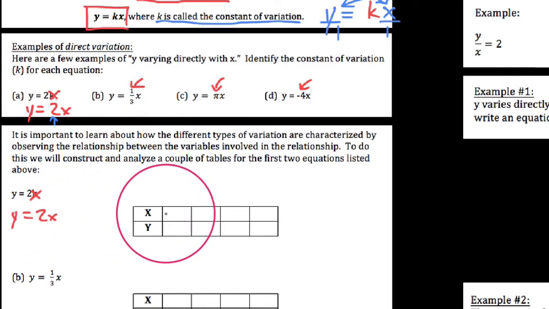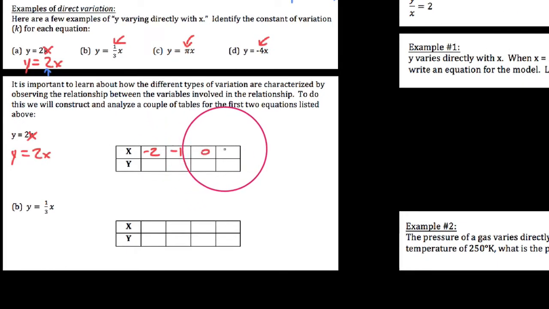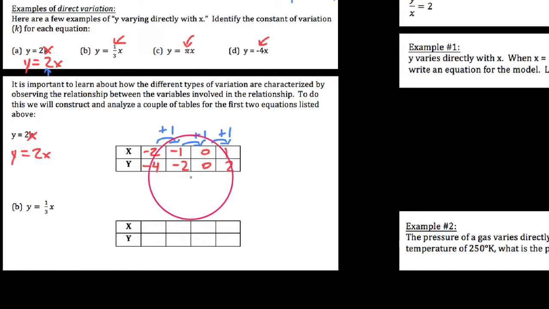So I'm going to fill in some values here. How about -2, -1, 0, 1? If I plug in -2, I get y equals -2 times 2, which is -4. If I plug in -1, we get y equals 2 times -1, which is -2. We plug in 0, we get 0, and we get 2. You can see that as x is going up by 1 every time, we can identify that this is direct variation, because as x is getting bigger and bigger, we observe that y is getting bigger and bigger. So one big thing that gives away direct variation is linear growth. Here we have linear growth, and as x gets bigger, y gets bigger.